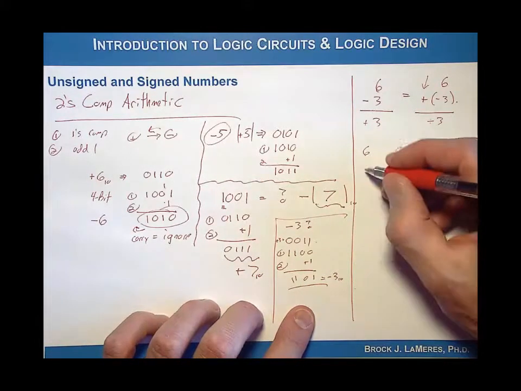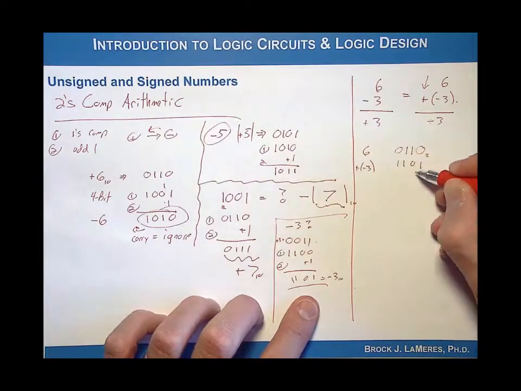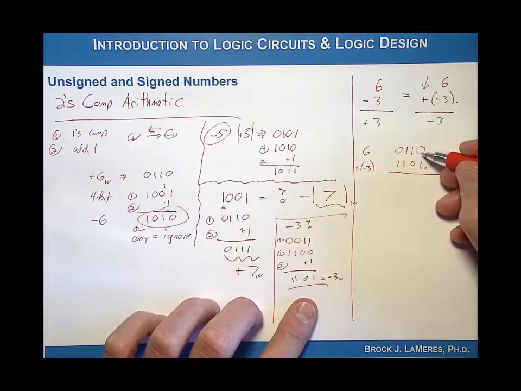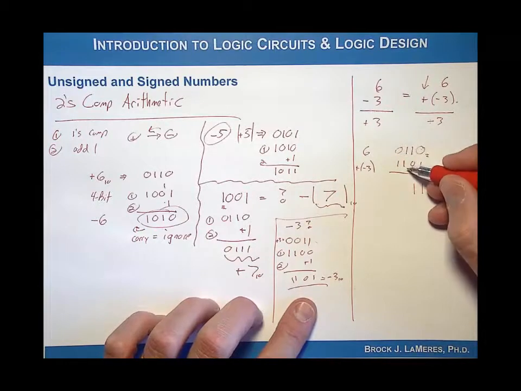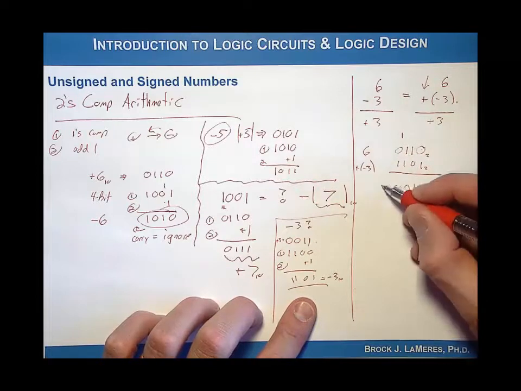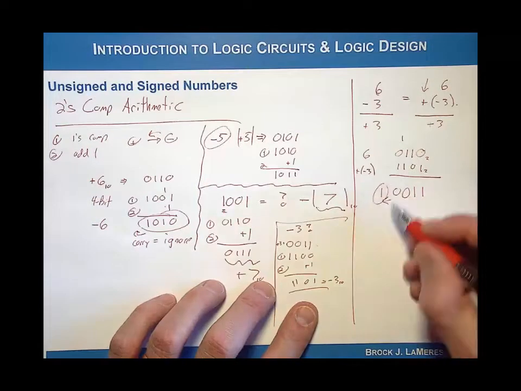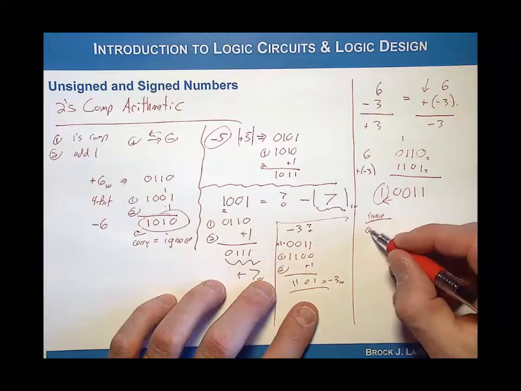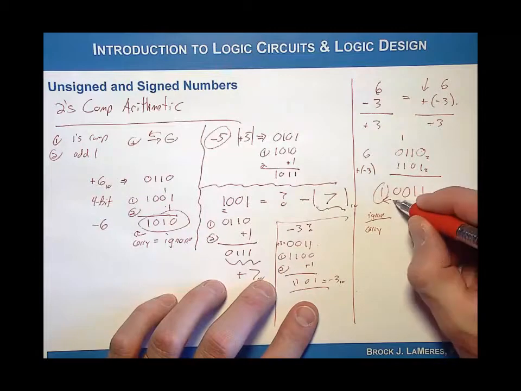So then I'm going to come back up here and add negative 3, which is equal to 1101, and I'm ready to go. So let's go ahead and add this using typical binary. 0 plus 1 is 1, 1 plus 0 is 1, 1 plus 1 is 0 with a carry, 1 plus 0 plus 1 is 0 with a carry. Now we had a carry here, but in 2's complement arithmetic, we ignore this. We just always ignore that carry. The carry does not play any part in 2's complement, either negation or arithmetic. So what we're left with is 0, 0, 1, 1.